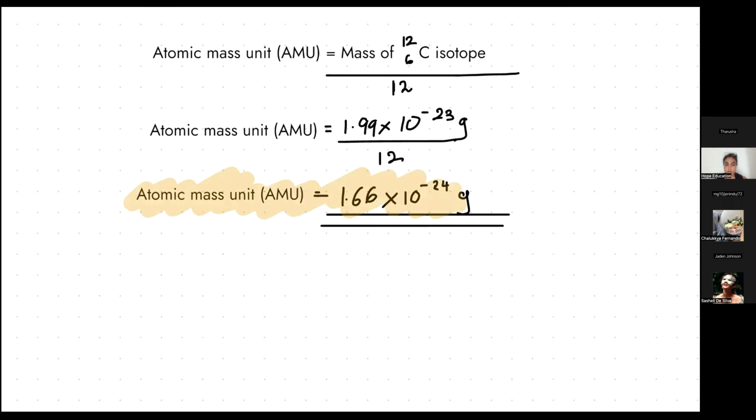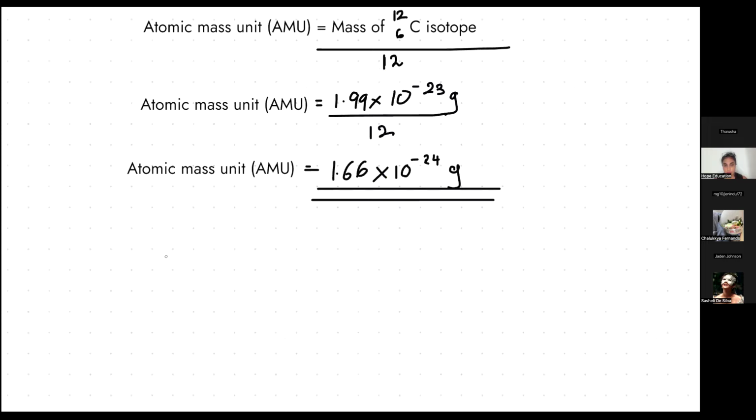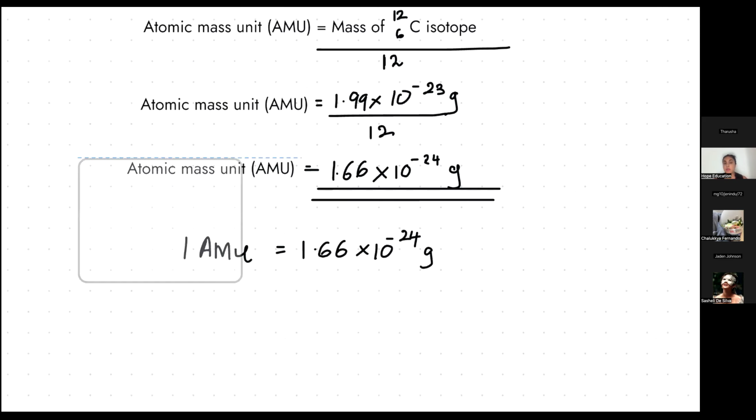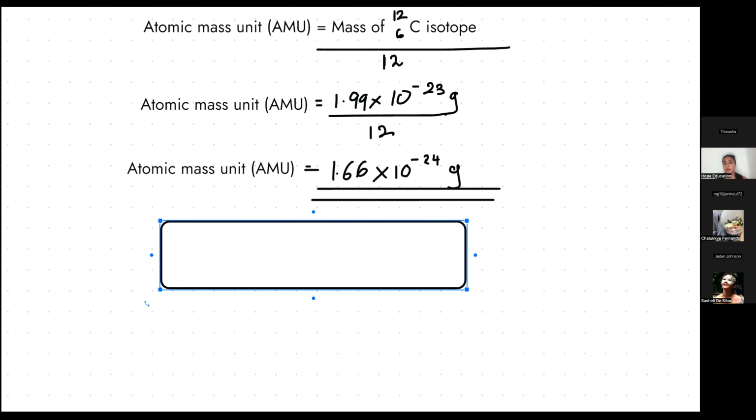Or I can say it this way: one atomic mass unit is 1.66 into 10 to the power minus 24 grams. Now, atomic mass unit is a unit you don't know about, but grams is a unit that you know. So when I express the atomic mass unit in grams, you can understand it better, right? You can get a better understanding of what one atomic mass unit is.